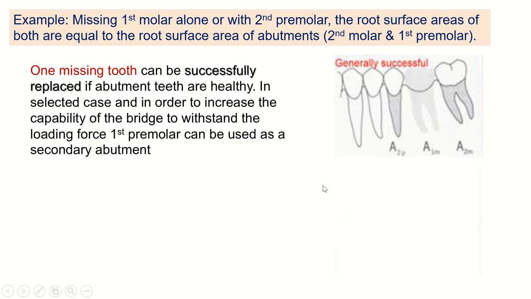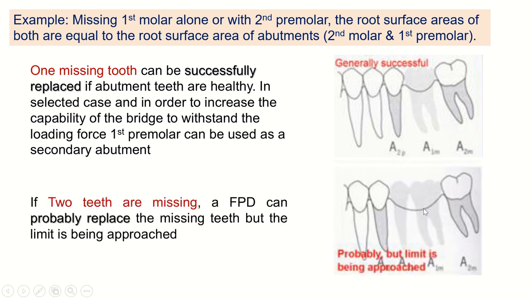successful prognosis. أما في حالة عندي two missing teeth راح نشوف إنه ال perisegmental area of the abutment راح تكون equal to the lost teeth فبالحالة راح يكون عندي probably we can do the fixed bridge but the limit is being approached لازم إنه يكون عندي ال abutments in very health condition.